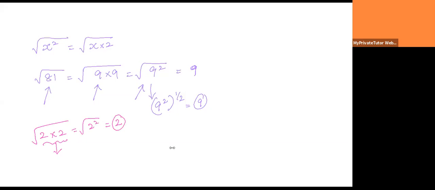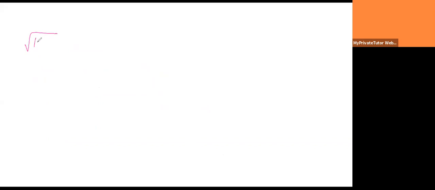Then we'll move to the simplification. Let's take a little bigger number. Just a moment. 1936. Find the square root of 1936. Okay. So what we do? We are going to find the prime factors. I think you're going to divide, isn't it?